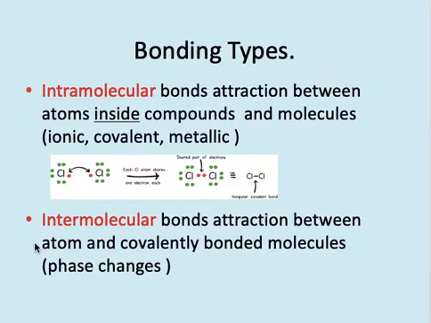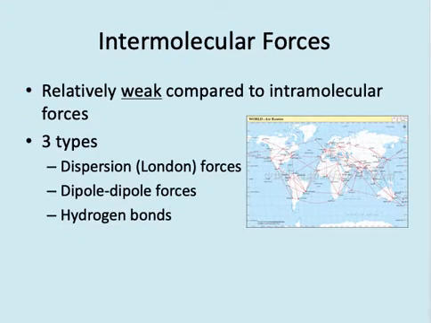And the other type that we know of is intermolecular forces, and this is ER. These are bonds or attractions between atoms and covalently bonded molecules. These cause things like phase changes. They're interactions between two molecules that have bonded even within each other. So what do I mean by that? I mean that intermolecular forces, you can think of them like an international flight, right? Going from one country to another.